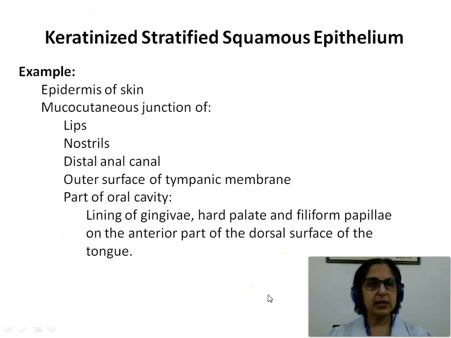Where do we see this type of epithelium in the body? Epidermis of skin, mucocutaneous junction of lips, nostrils, distal anal canal, outer surface of tympanic membrane, part of the oral cavity, that is the lining of the gingivae, hard palate, and the filiform papillae on the anterior part of the dorsal surface of the tongue.